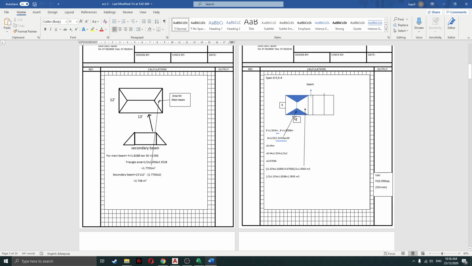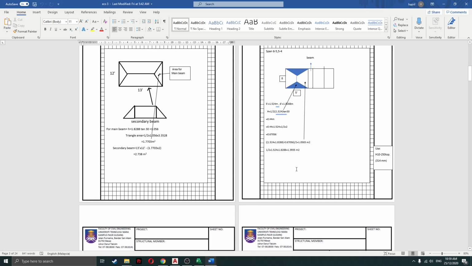Find the area of this triangle minus the whole of this, then divide by 2, I get 1.0583. Then this thing has 2 rectangles, so I divide by 2 times the area, and then I get 1.3935 meter square.